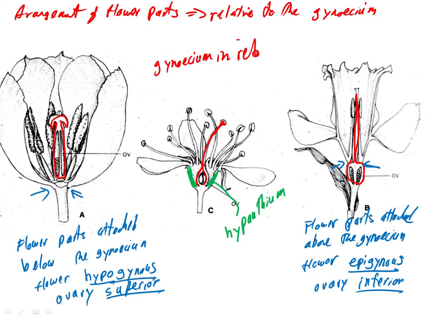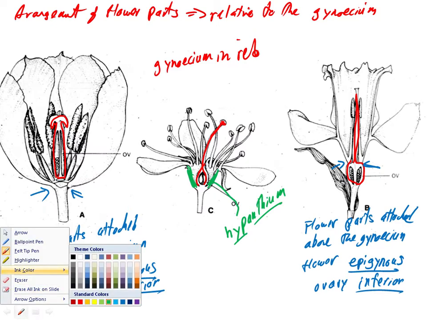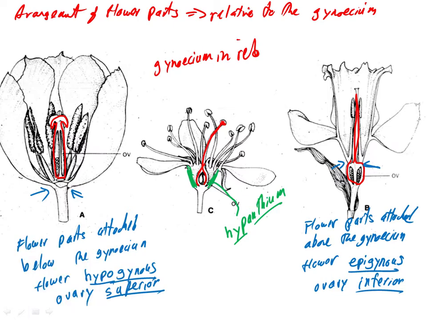So that is the hypanthium, hypanthium, the flower, below the flower. So that hypanthium here is surrounding the ovary. So let's look at the position where the flower parts are attached. Flower parts attached around the gynoecium.